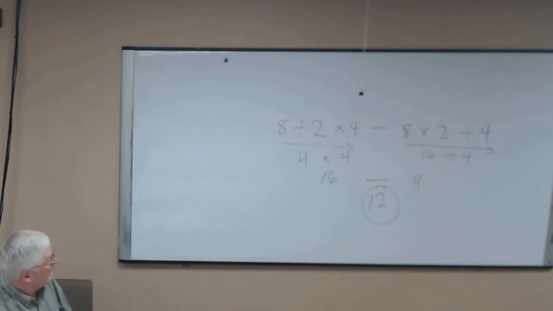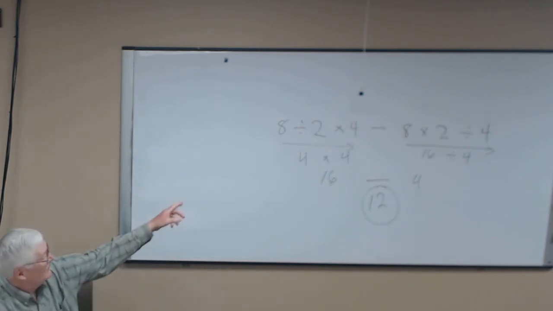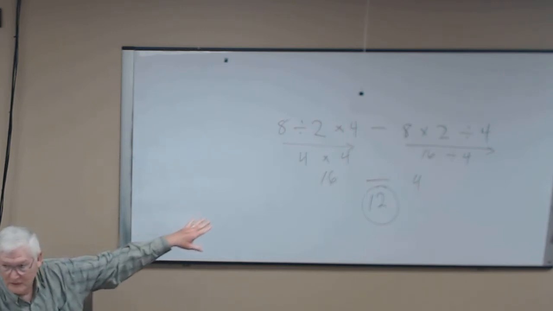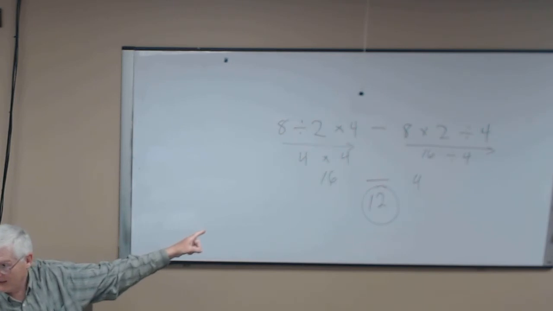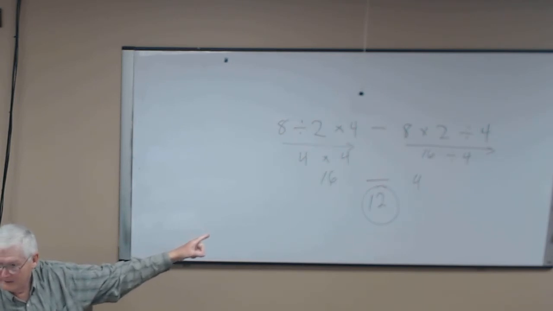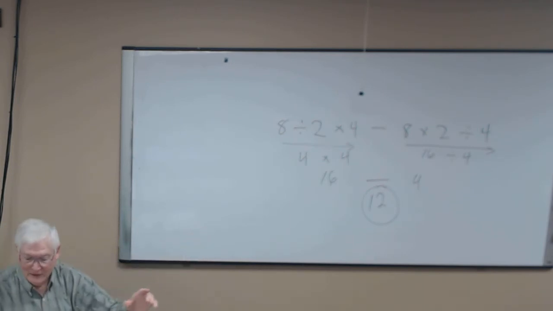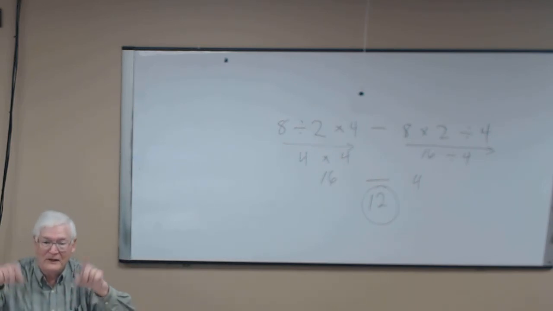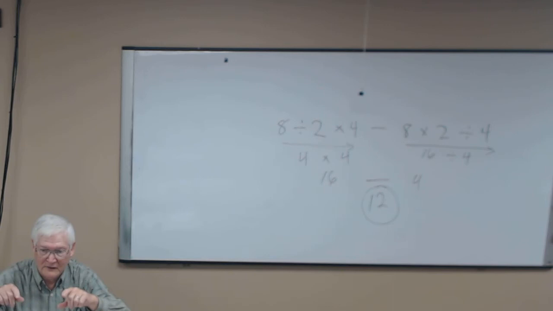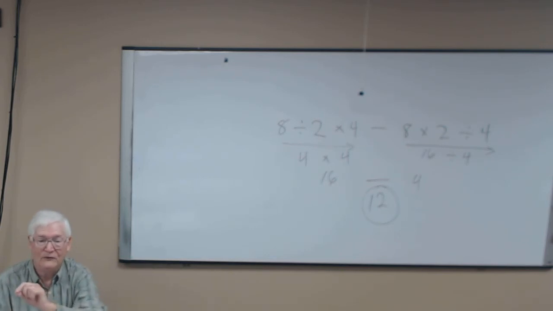Now, if you would have done 2 times 4 first, and then have 8 divided by 8, you would have 1 there. You follow what would happen? That's why you don't do multiplication and then division. You do multiplication and division in the order from left to right.